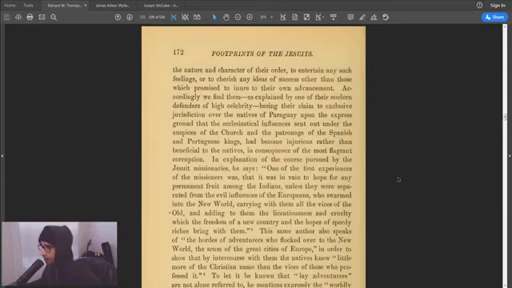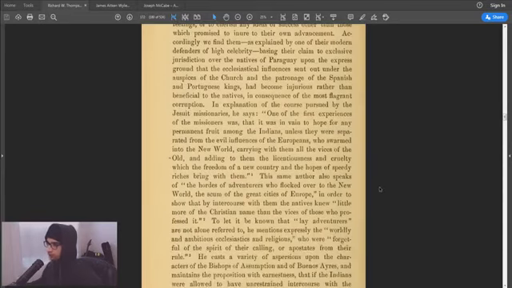End quote. This same author also speaks of, quote, "the hordes of adventurers who flocked over to the New World, the scum of the great cities of Europe," end quote, in order to show that by intercourse with them, the natives knew, quote, "little more of the Christian name than the vices of those who professed it," end quote. Think about today, people. To let it be known that, quote, "lay adventurers," end quote, are not alone referred to, he mentions expressly the, quote, "worldly and ambitious ecclesiastics and religious," end quote, who were, quote, "forgetful of the spirit of their calling or apostates from their rule," end quote.